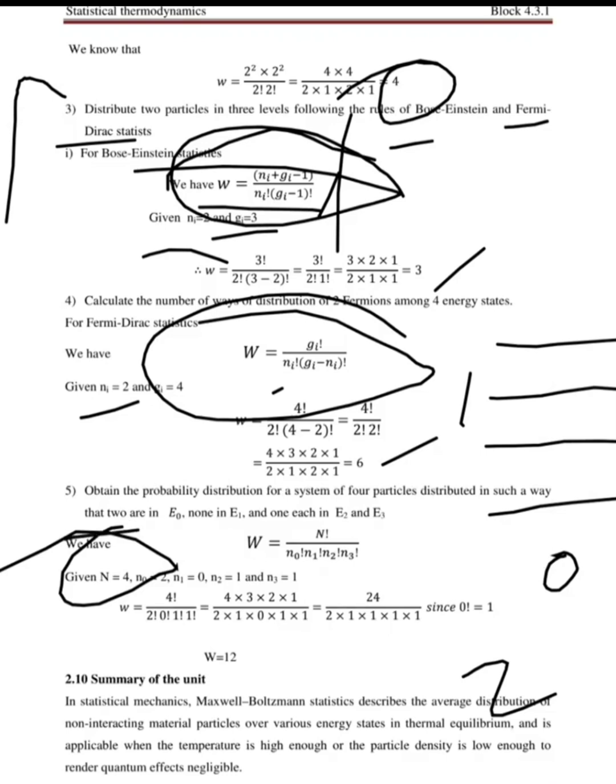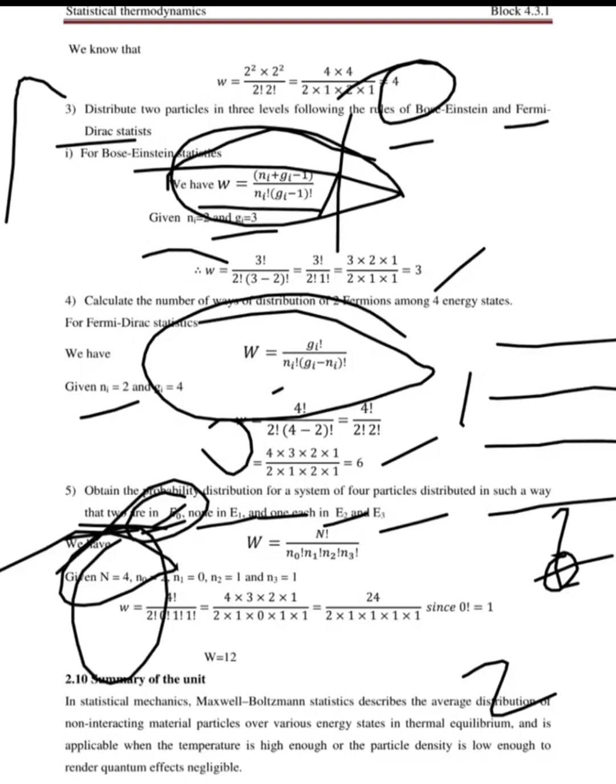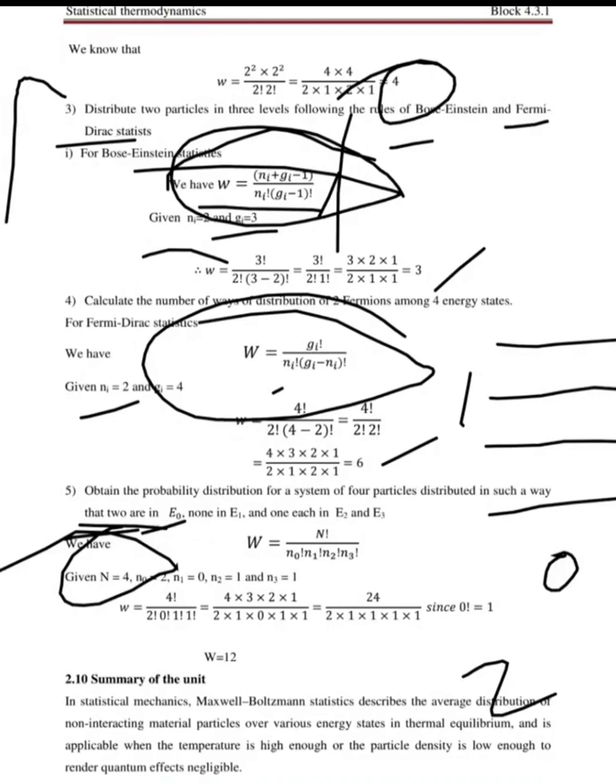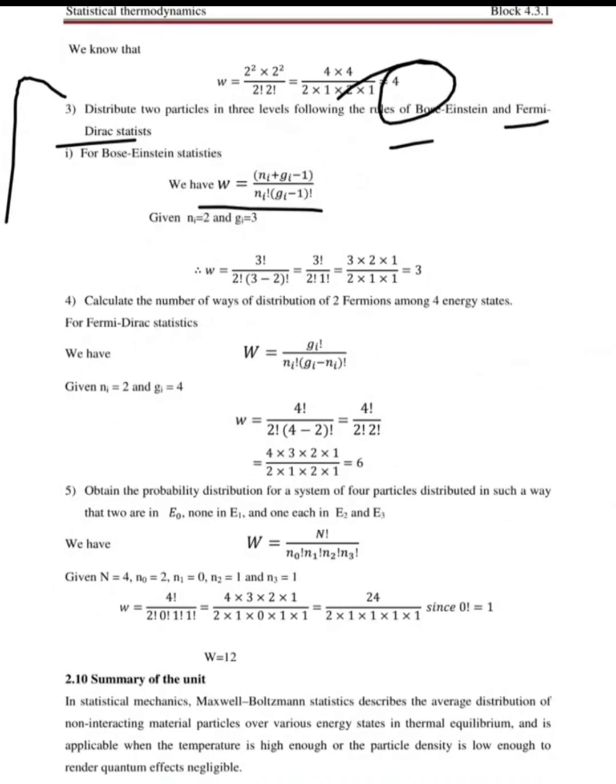Here from the question itself, see here, such a way that two are in E naught. So two molecules are present in E naught and none in E1, that is zero, and one each in E2 and E3. So two plus one plus one, it will be four. Total number of N is equal to four. So in the energy levels, two molecules at zero energy, zero molecules at one energy level, one molecule at N2 and one molecule at N3. So that we are going to substitute in the equation. W is equal to n factorial divided by n naught factorial into n1 factorial into n2 factorial into n3 factorial. If you substitute those values, you'll get the answer 12.